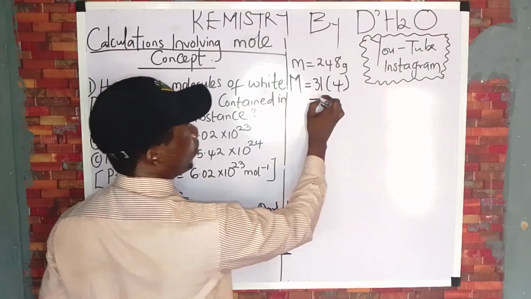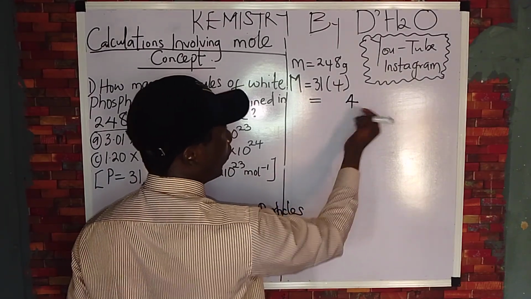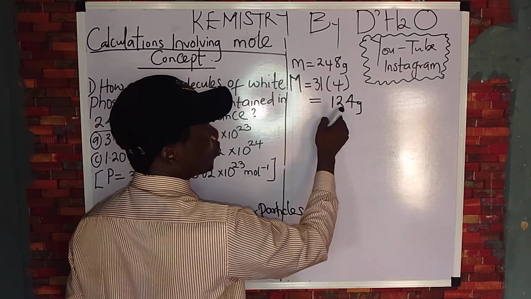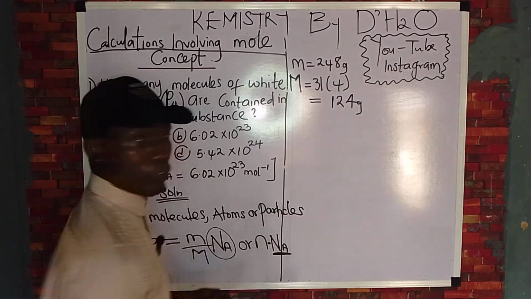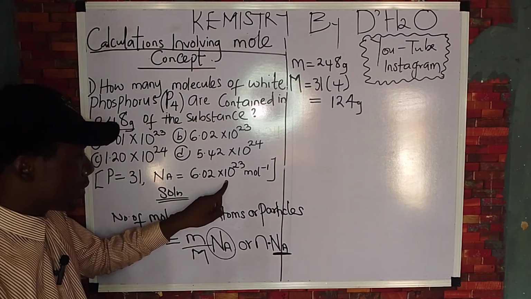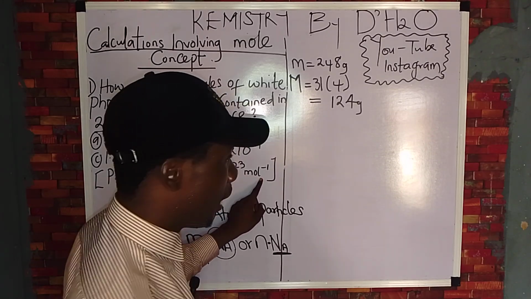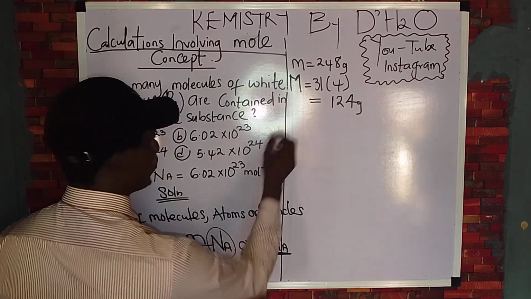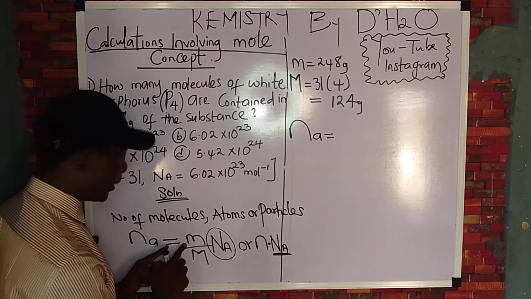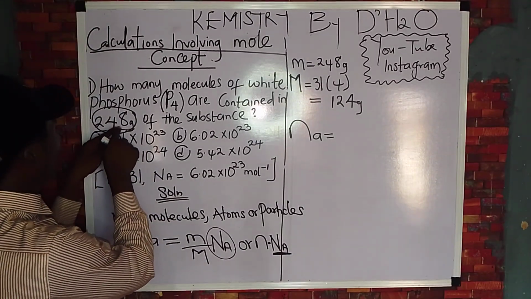Now if you multiply 31 by 4, you have 4 times 1, that will give us 4. 4 times 3 will give us 12. So you have 124 grams. Now your Avogadro's constant is 6.02 times 10 raised to the power of 23 per mole. Now, our formula says number of atoms is equal to reacting mass. Our reacting mass is 248.